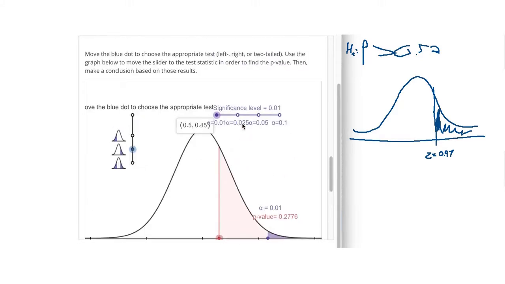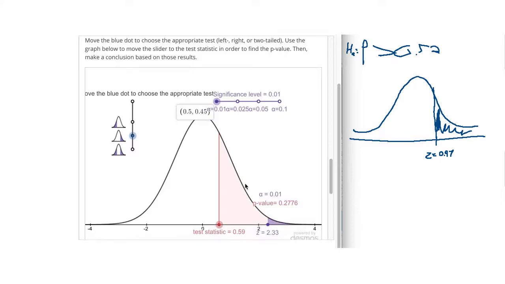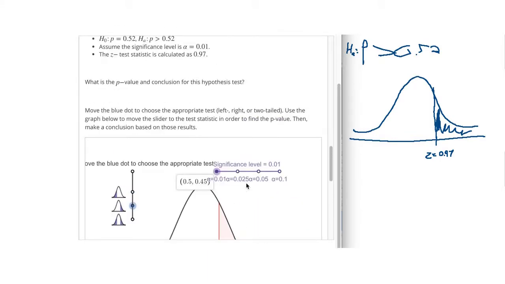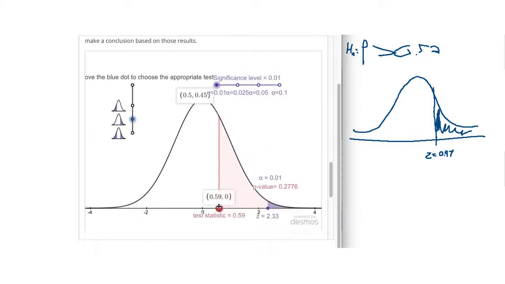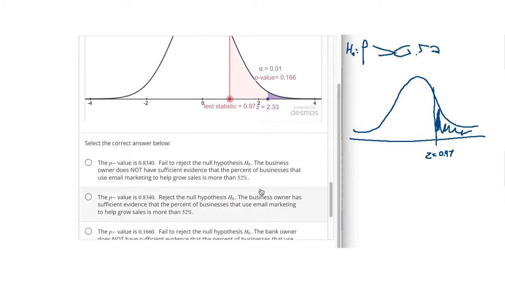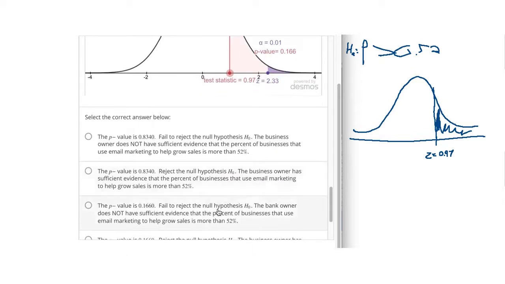And the p-value is going to be determined by that z-score of 0.97. So the test statistic is 0.97 right here. So it tells you that red shaded area that we were looking for is 0.166. That's your p-value. 0.166. We fail to reject the null hypothesis, okay?